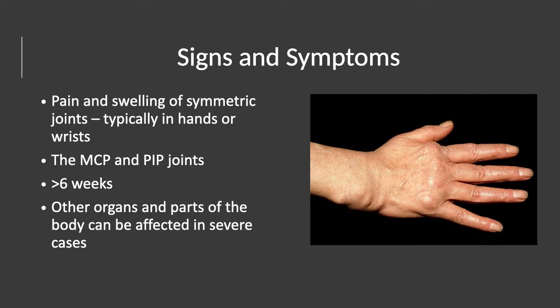In late disease, the heart, lungs, and eyes can be affected, but this is in very severe cases. This image here shows how a patient's hand may look when they present with rheumatoid arthritis. Note the swelling to the MCP joints.